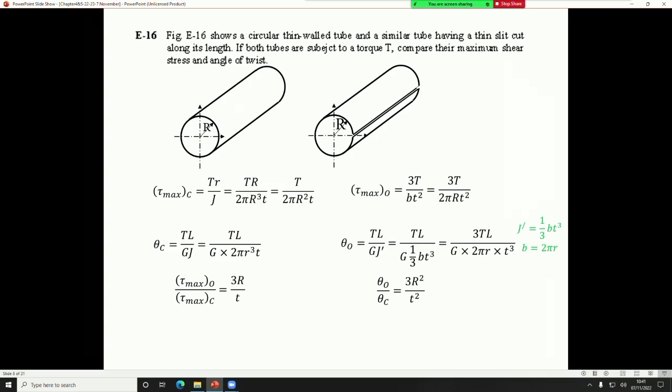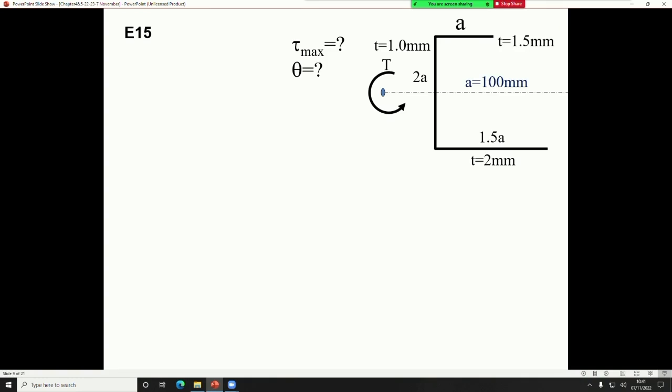And in the last example of this section, we've got a channel section subject to a torque applied about its shear center. An open section has a shear center which is always outside the section, which I will explain next week. The only difference between this channel section and the one we analyzed earlier was that this one has variable thickness. That's the only difference.